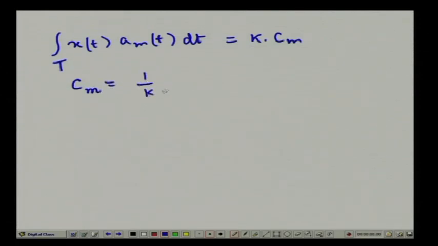So, from this we can easily calculate that the mth coefficient C m will be given by 1 upon k times the integration of x t a m t dt, where you take the integration over the interval capital T. And obviously, if this set is an orthonormal set, not just an orthogonal set, in that case the value of k is equal to 1. So, we can easily get the mth coefficient C m to be the integral of x t a m t dt over the interval T, since the value of k will be equal to 1.